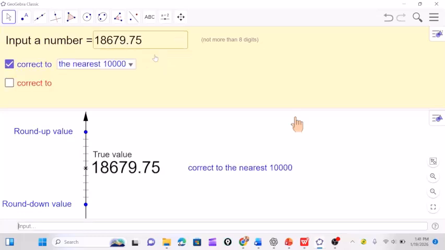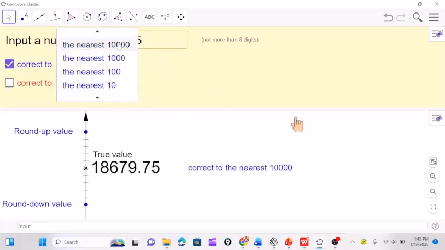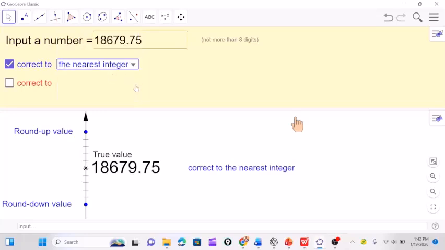18,679.75. Just click on enter. By the time you click on enter, all this information will appear. So you can approximate to nearest 100,000, nearest 10, nearest 100. You can click on this to do other approximation. This is whole number, this is decimal, just like that.